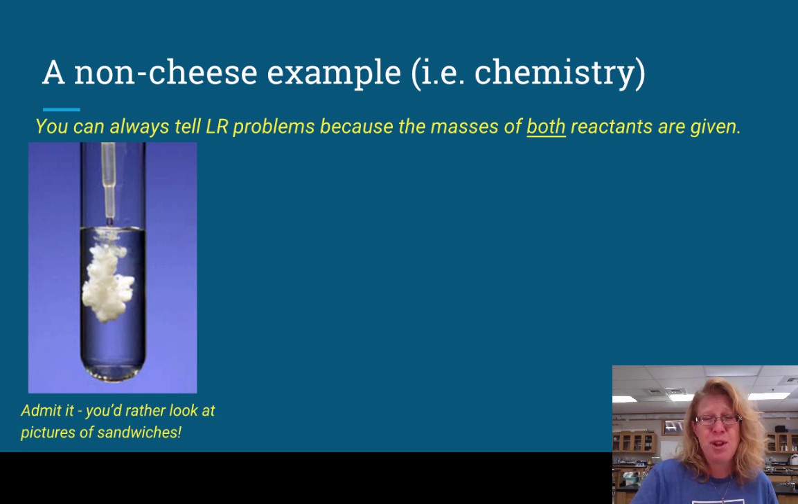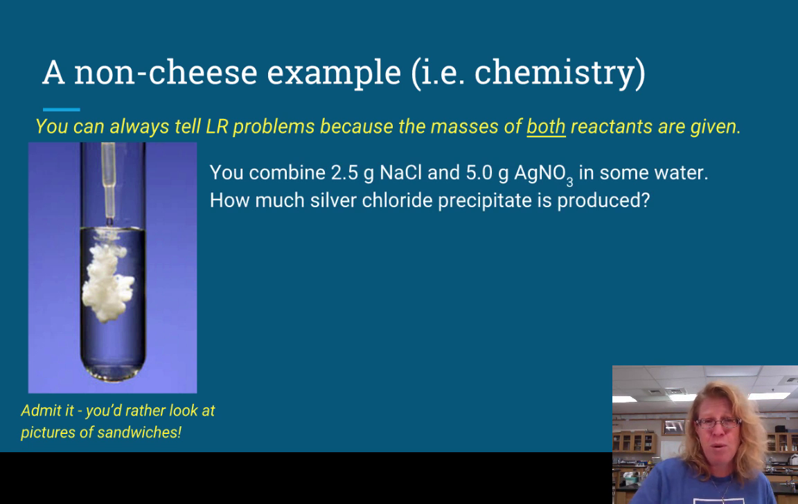So you can always tell this kind of problem because masses of both reactants are given. So here's what we've got. Here's our problem that we're going to use here. Get out your pencil and paper and calculator and all that stuff. Let's imagine that we're combining 2.5 grams of salt, sodium chloride, and 5 grams of silver nitrate in some water. So we've got two different solutions. And then how much silver chloride precipitate could be produced?